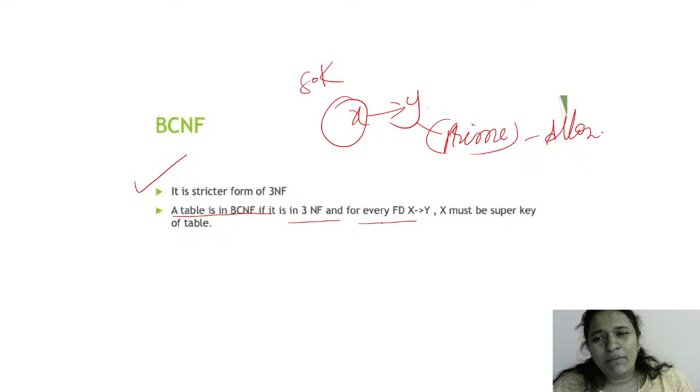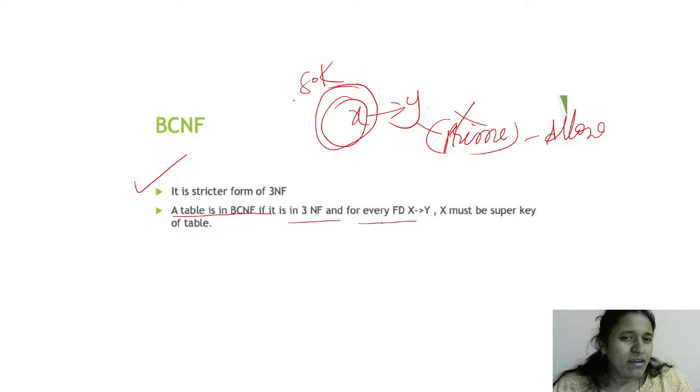This is allowed, but in BCNF this is not allowed. Only a left hand side that is a super key or candidate key is allowed in 3NF.